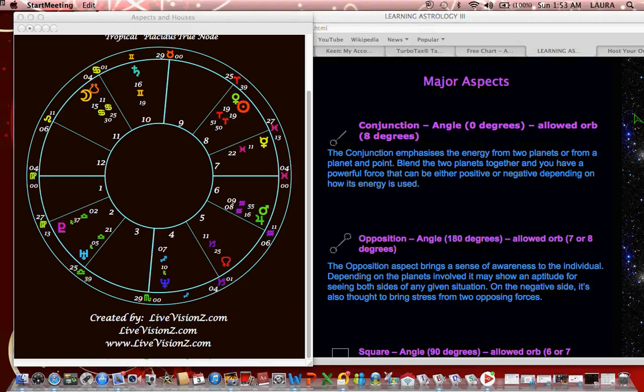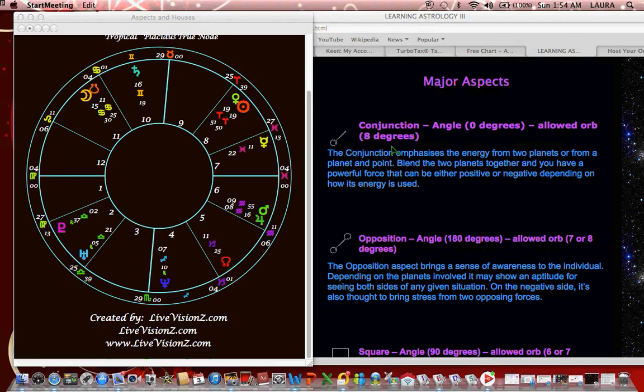For class purposes, we're going to use orbs of 10 degrees for all of the major aspects, just so it's easier to spot. As you go into astrology, you will start to make your own orbs based on what works best for you and what you feel is most accurate. Every astrologer has their own, usually within a couple degrees of orb that they use for the most part.